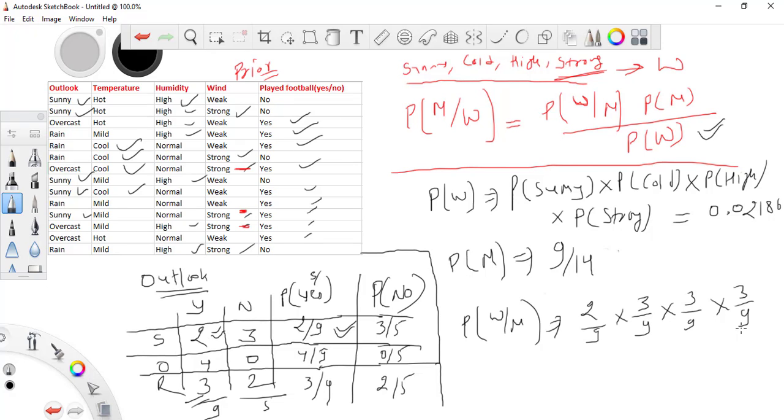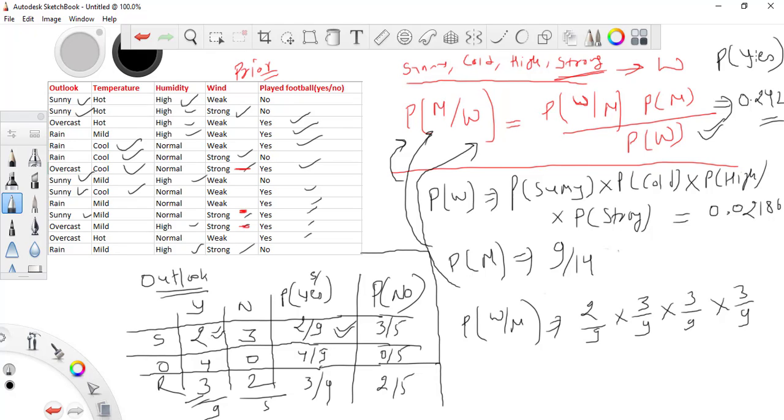Okay. Now, what I can essentially do is I can put all these numbers over here, and the probability of match being played given the weather condition, we will get it as 0.2429. Okay. Now, so this is the probability of match being played.